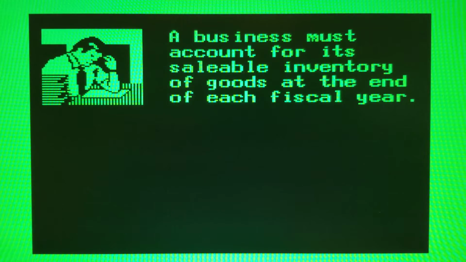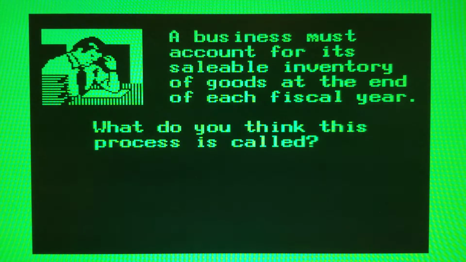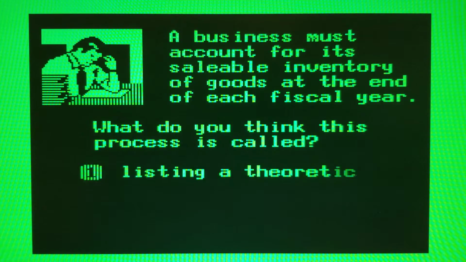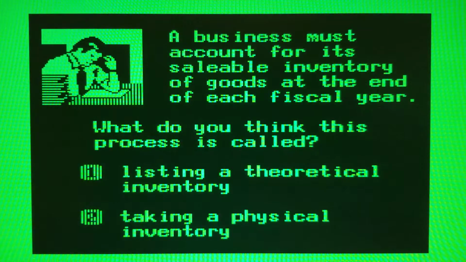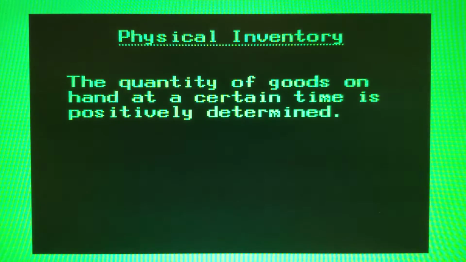A merchant, manufacturer, or even a service business which also sells parts must account for its saleable inventory of goods at the end of each fiscal year. The obvious way to do this is to count the kind and number of items on the shelves or in cartons. What would you think this process is called? Yes. In this way, the quantity of goods on hand at a certain time is positively determined.